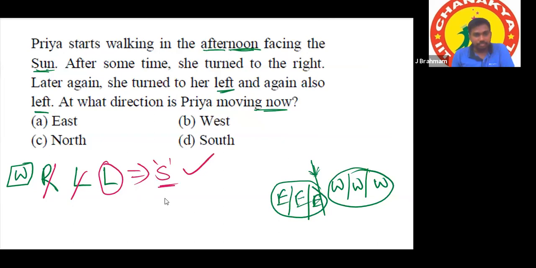Easy? Yes or no? But here you are not given the initial direction directly. You are given it indirectly, based on the sun.